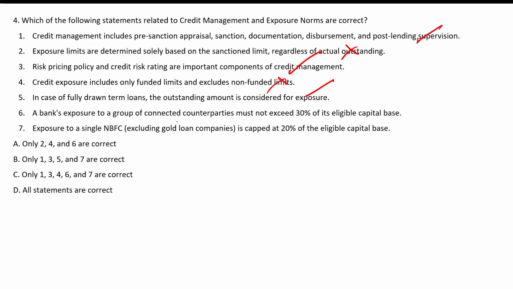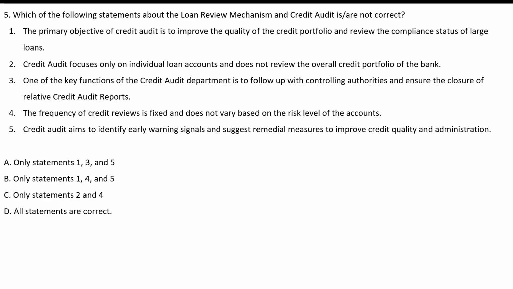A bank's exposure to a group of connected counterparties must not exceed 30%. It is actually 25%, not 30. So this is not correct. For single NBFCs, it is capped at 20%. So this is correct. So 1, 3, 5, and 7. Option B is the correct answer for this question. Which of the following statements about loan review mechanism and credit audit is or are not correct?